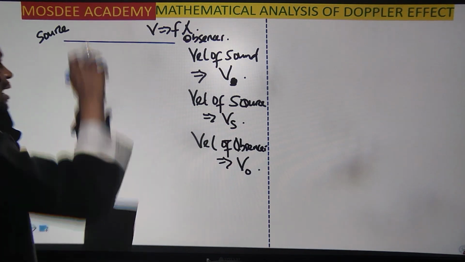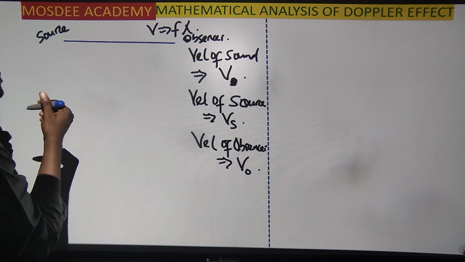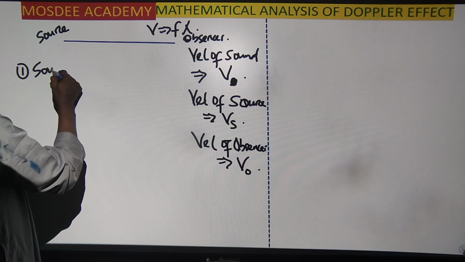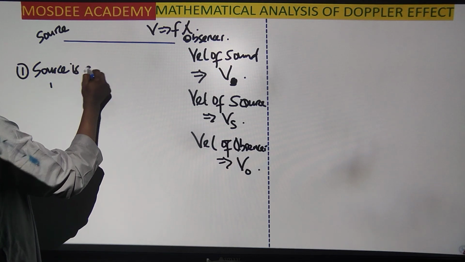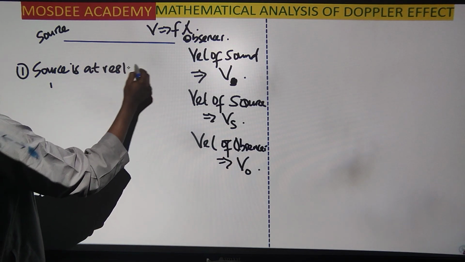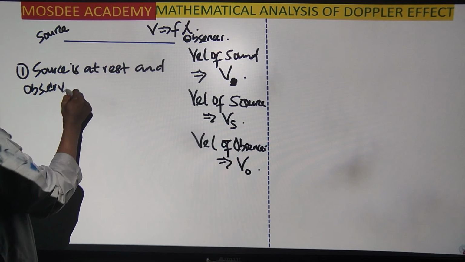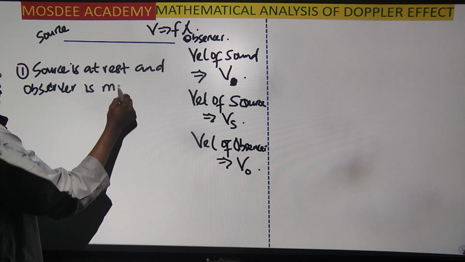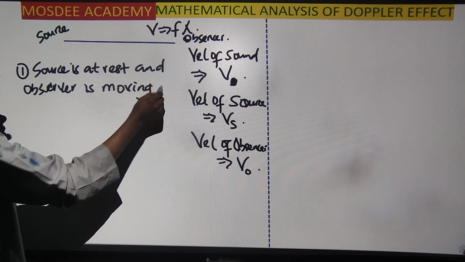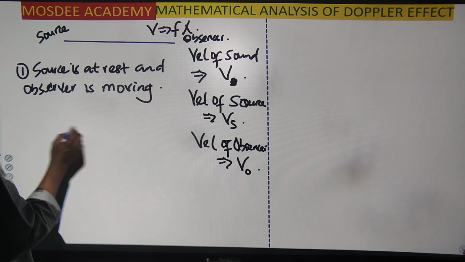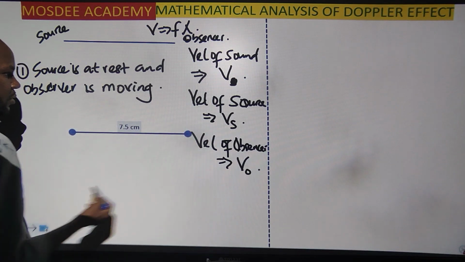So having said that, we are going to consider a situation. Let me take the first one. The source is at rest and the observer is moving. So that's the first case I'll quickly take here. Then I'll use the second one to explain the second situation. Then I'll also come back. So if we have that, my dear student, sorry, I just have to come here for you guys to see well.